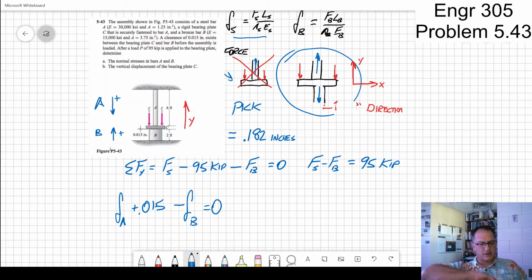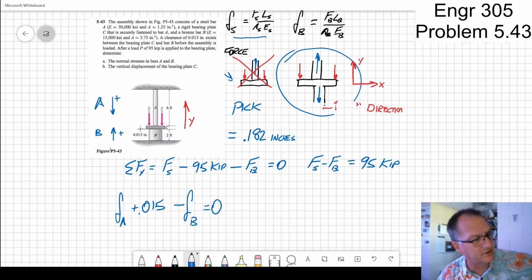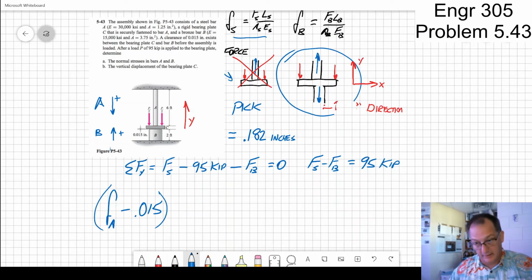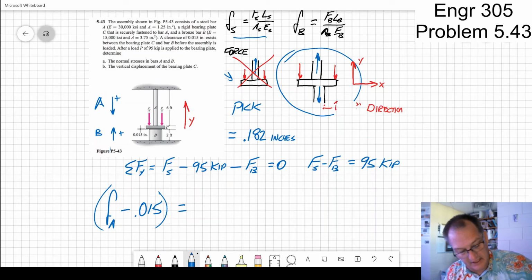And this is where there's some creativity. This is a bugger. And now I screwed up my video. Yeah, it's easier and it's harder than I think. So basically, the deflection of A minus 15 thousandths is equal to the deflection of B, but B now goes in the other direction, so it's negative, is equal to a negative delta B.